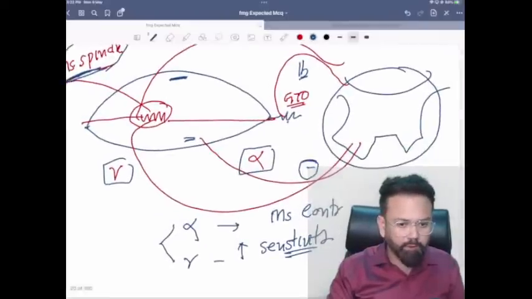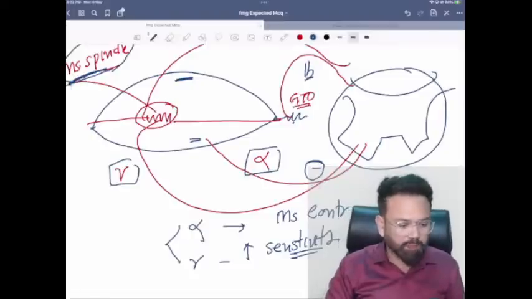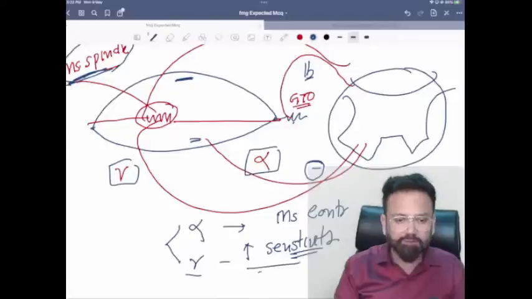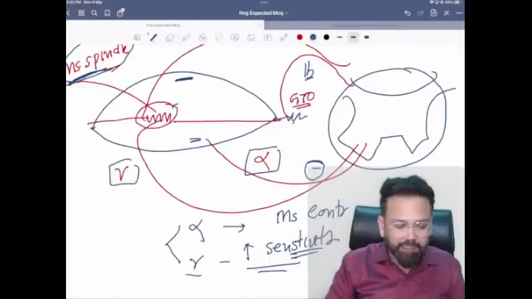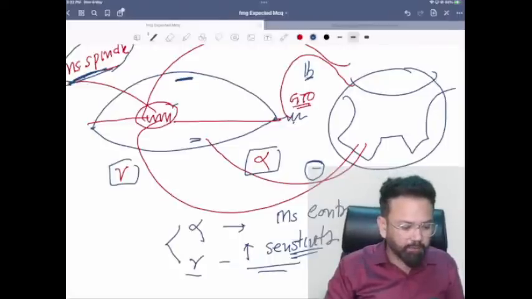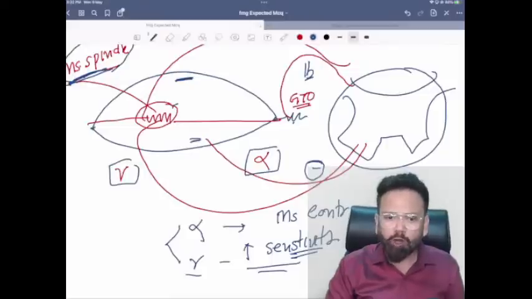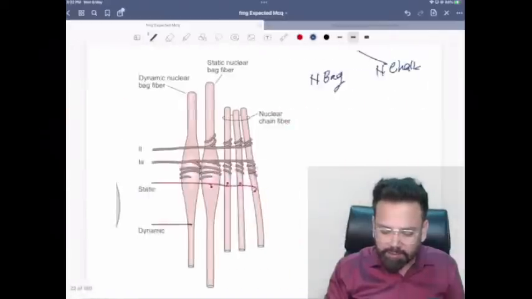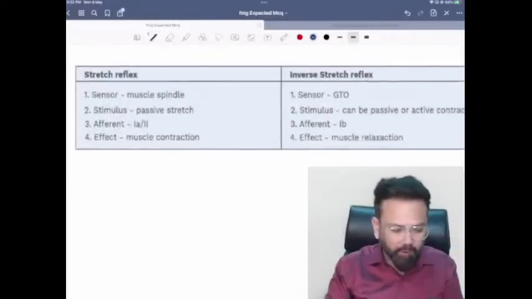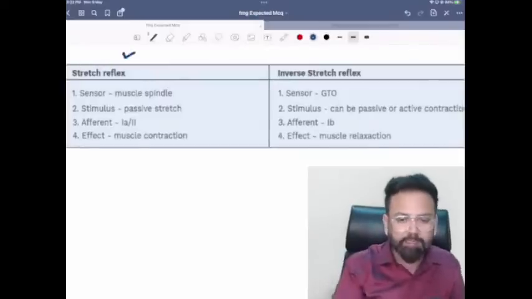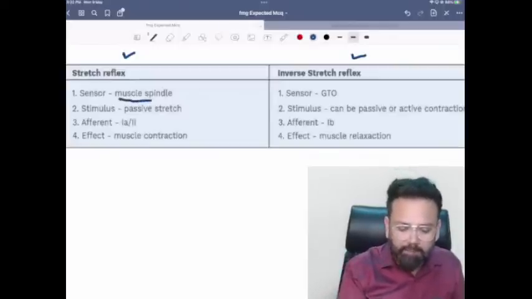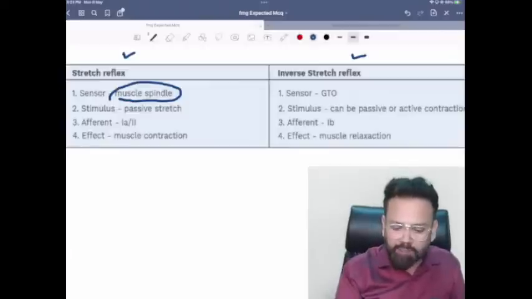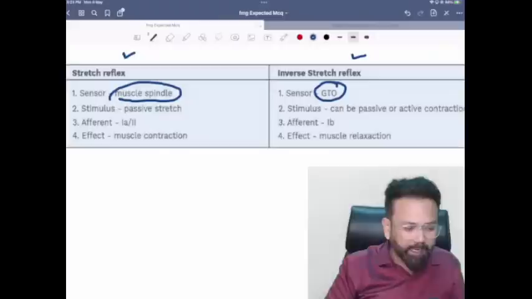Should I zoom this? Alpha motor is to cause muscle contraction, and gamma is to increase the sensitivity of the muscle spindle. So this is about your muscle spindle. And the second sensor is GTO, Golgi tendon organ. The afferent is 1B, and the effect is to inhibit the alpha motor. Just see this diagram. There are two types of reflexes: stretch reflex and inverse stretch reflex. The stretch reflex sensor is muscle spindle, and the inverse stretch reflex sensor is Golgi tendon organ.